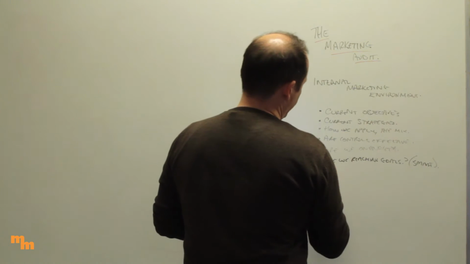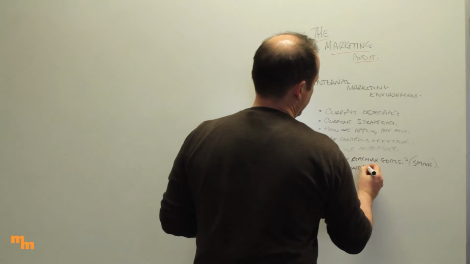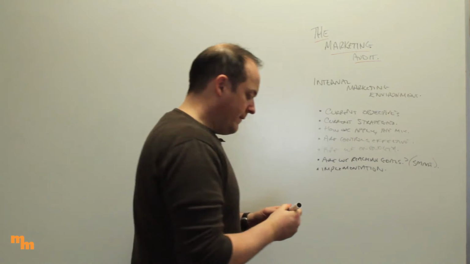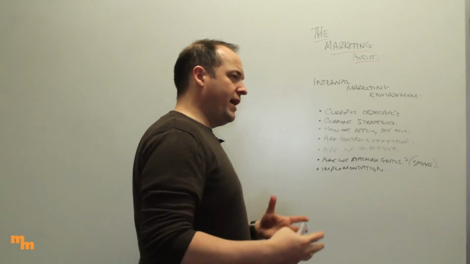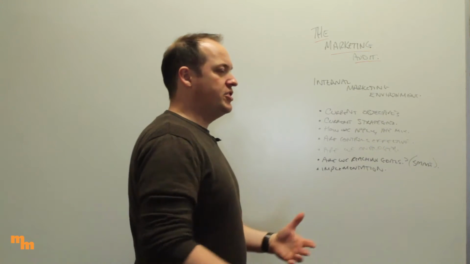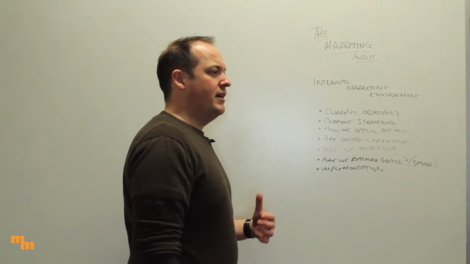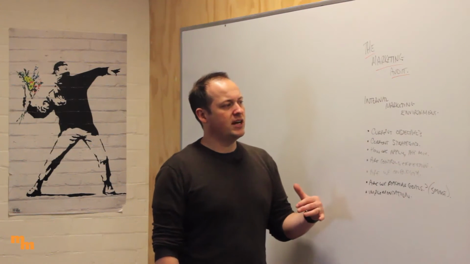And also the implementation. What we're looking at there is, with the marketing plan we already have in place, is it being implemented correctly? Are the right people doing it? Are they managing it? In other words, is it actually happening the way we said it was supposed to happen? So those are the key things we need to start considering.